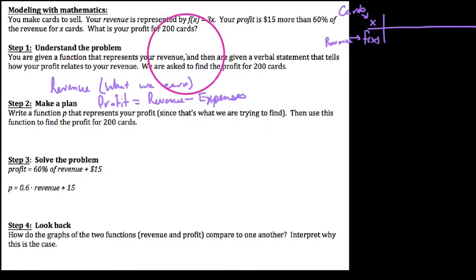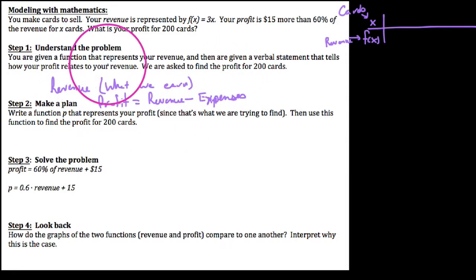Very hard to write with this stylus here. So let's go through these steps that I've written out here, and I'll talk about how we piece this together. It says we were given a function to represent our revenue. This 3 times the number of cards is our revenue. And then we're given a verbal statement that tells how our profit actually relates to that revenue. So what we're being asked to do here is find out the profit for 200 cards. What we're going to need is a profit equation, essentially.